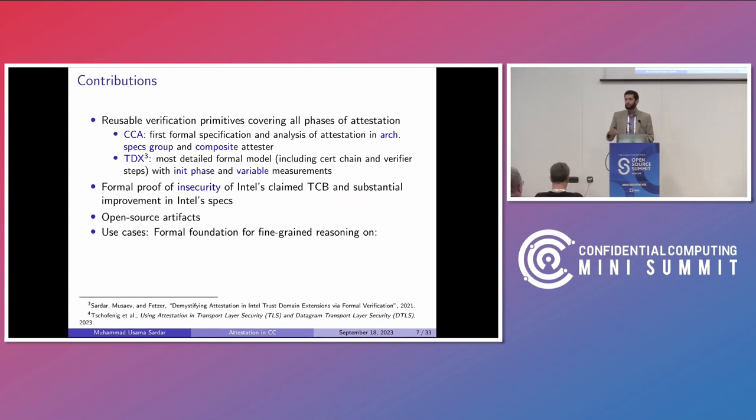Not a contribution for now, but one of the use cases that we are currently using it for, which is a work in progress, is another project also harbored at the CCC Attestation SIG, the Attested TLS project. There we are using the artifacts that we have developed from CCA to go to the next layer, which is the transport layer. There we are using CCA as the attester to do the fine-grained reasoning on the combination of the two things. As I said, the TLS artifacts are formally verified. What was missing was the attestation protocols. Now we have both parts.